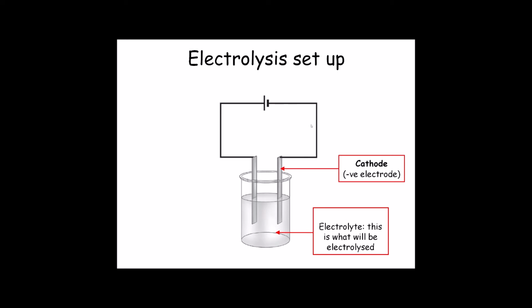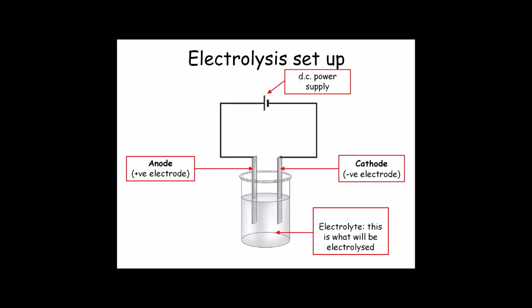We have a power supply here, and the power supply has something called a cathode. The cathode is the negatively charged electrode. An electrode is just something that gets inserted into the electrolyte and can conduct electricity. The other electrode, other than the cathode, is called the anode, and that is going to be positive, so they're oppositely charged. And this is important, and we'll talk about that in a second.